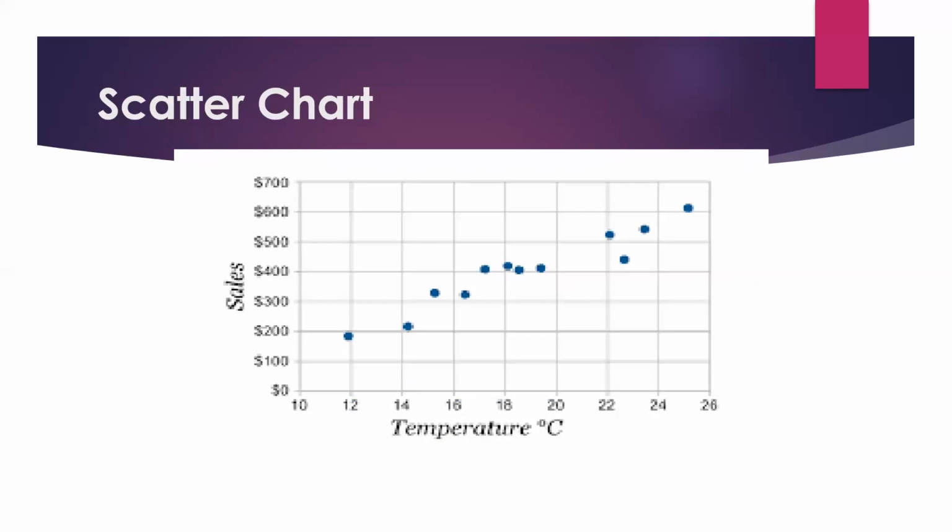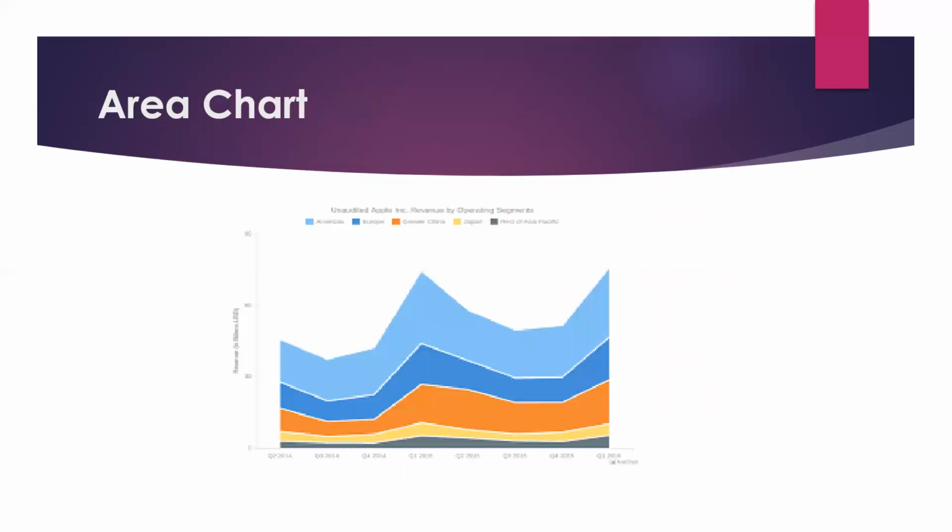Next, the scatter chart. In the scatter chart, there is no bar, no line, and no pie. It only has plots. Look here, plots. Next, the area chart displays the changes in values depending upon the periods or categories. That's all. I hope you have understood the types of charts and the components of charts.